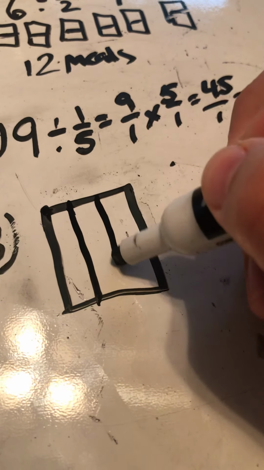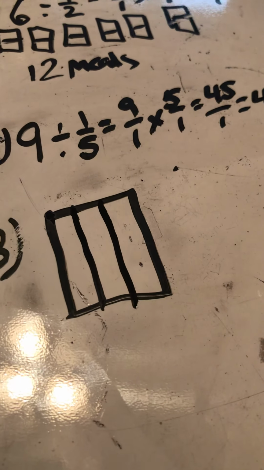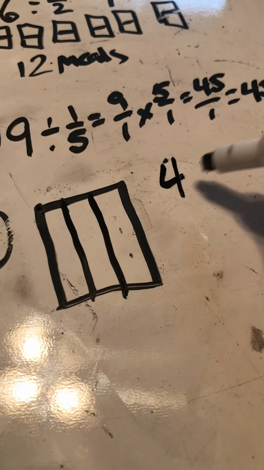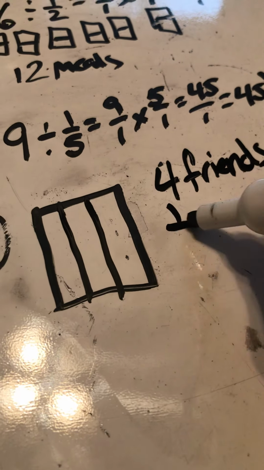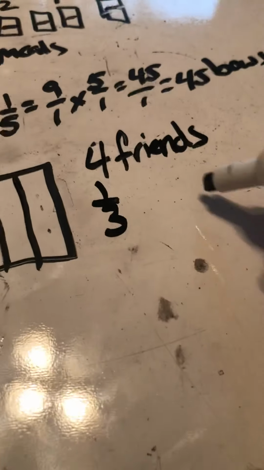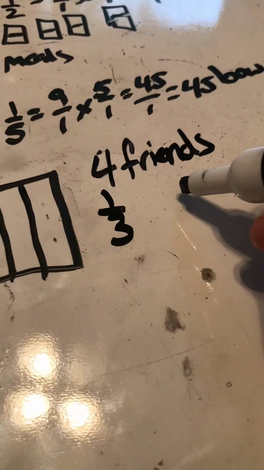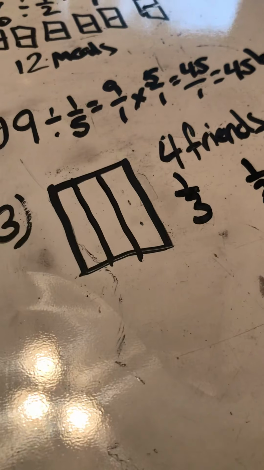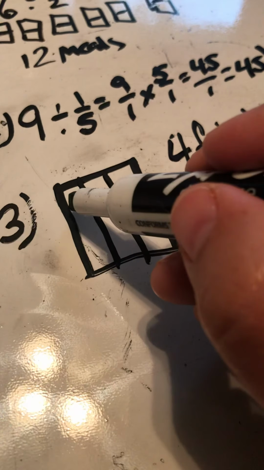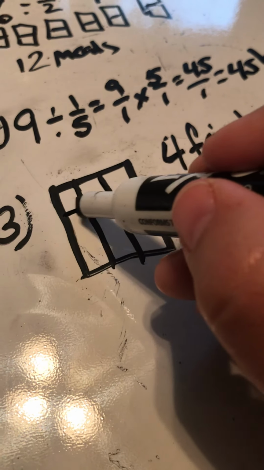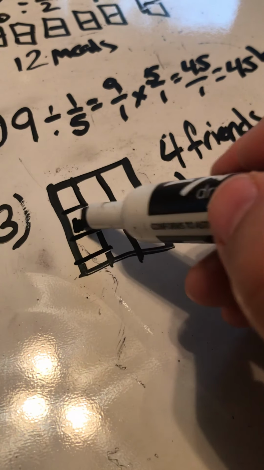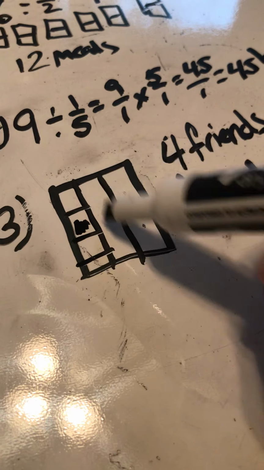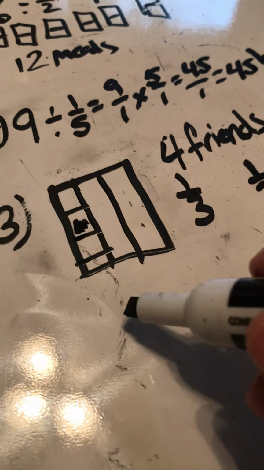We need to break this into a group of thirds, because what they're doing is it's 4 friends, right? And they're sharing 1/3 of a pan of brownies. So our equation is going to be 1/3 divided by 4. So what we're going to do is break this up for our 4 friends. Again, we're going to take that piece. So if there's 4 here, there's 4 here, there's 4 here.